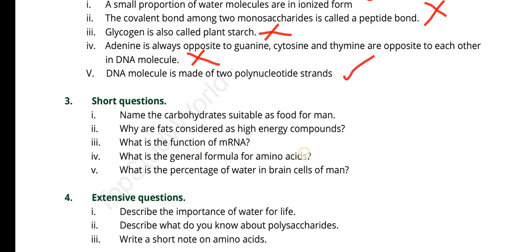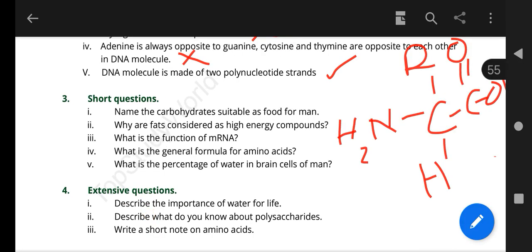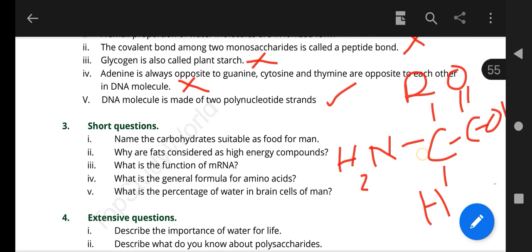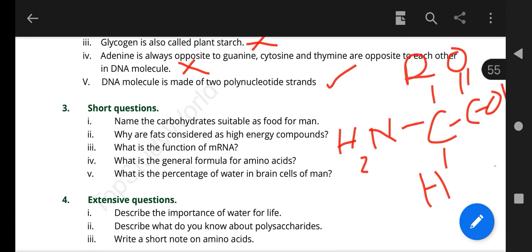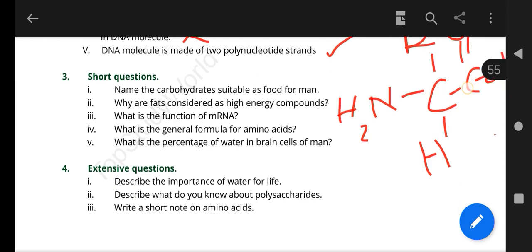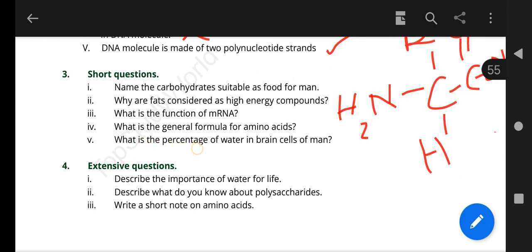What is the general formula of amino acid? You can see there is an amino group. So the structure of amino acid is an amino group and alpha carbon, and the R group, that may be an alkyl group or maybe H, and one carboxylic group. What is the percentage of water in the brain cell? The percentage of water in the brain cell is actually 85%, and in the bone cell it is 20%. Actually the water may vary from 69 to 85 percent.